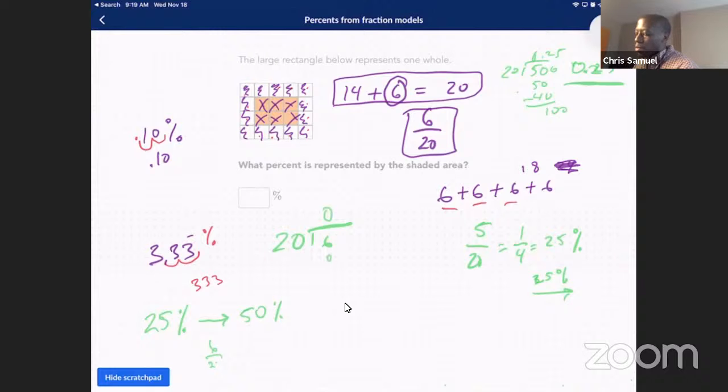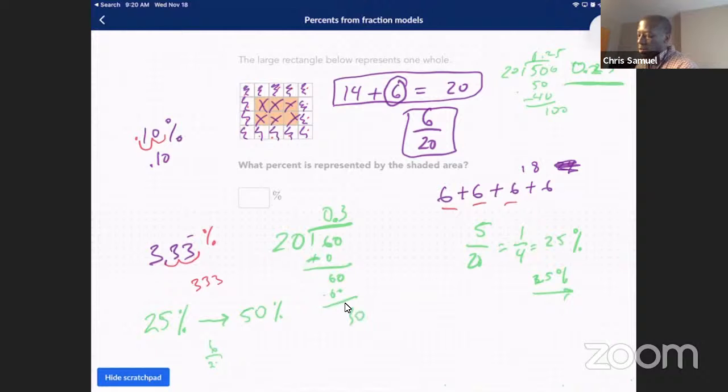And then we go ahead, we put a decimal here, we bring a 0 down here. And then we say 6 goes into 0, and we say 60 like that. And now we say how many times does 20 go into 60? And then we say 3 times. And then you say 3 times 20 is 60. Now we have an answer, 30%.